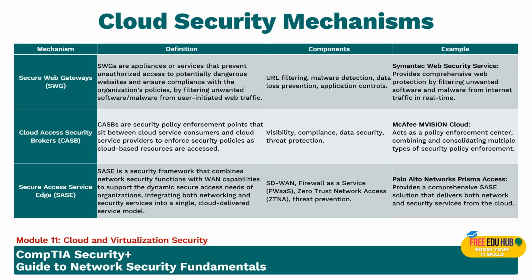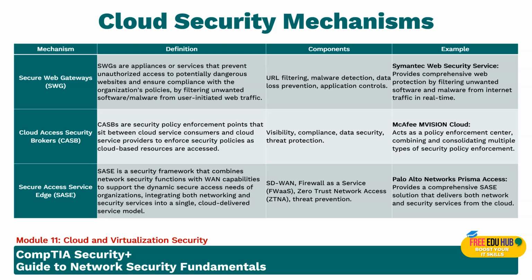data across different platforms. Then we have Secure Access Service Edge. It's a security framework that combines network security functions with WAN capabilities to support the dynamic, secure access needs of the organization, integrating both networking and security services into a single cloud-delivered service model. SD-WAN, firewall as a service, zero trust network access, and threat prevention could be the components of it. You might have heard of Palo Alto Networks Prisma Access.